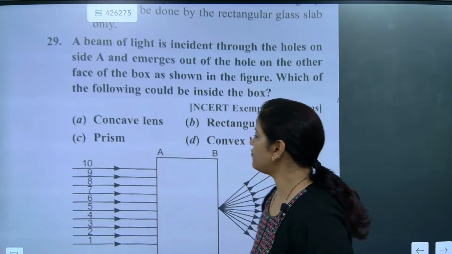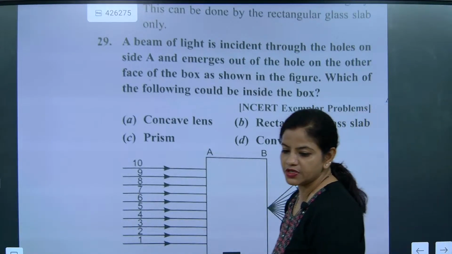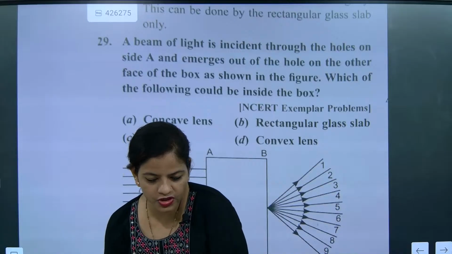Now look here. Today, first, what we are going to do is study some examples and some MCQ questions, and then we are going to proceed to the class.